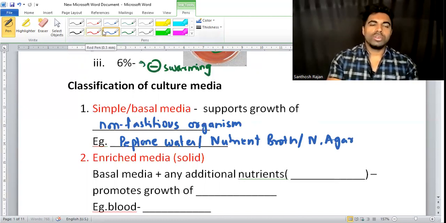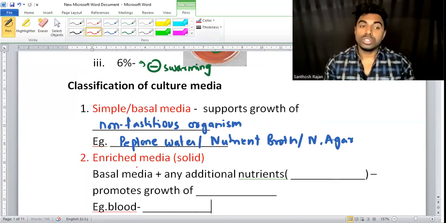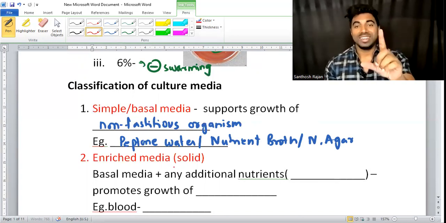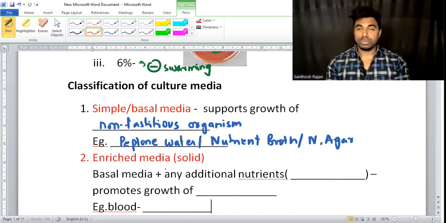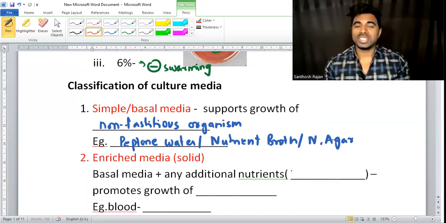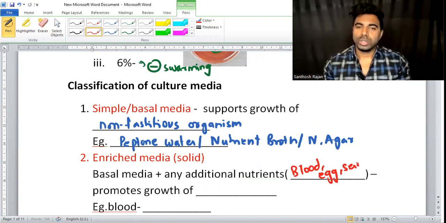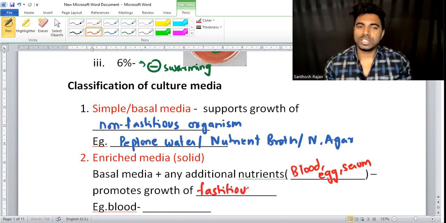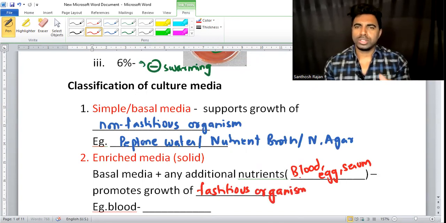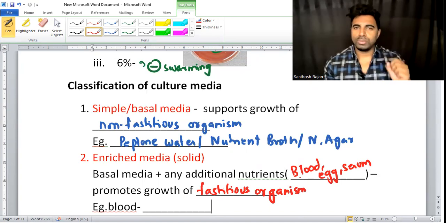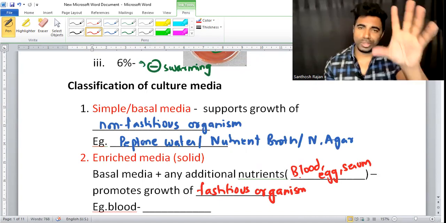Okay. Now, what about the enrichment media? Enriched media and enrichment media: enriched media is solid, enrichment media is liquid. To make enriched media, you add something to the basal media, some special nutrients. A nutrient can be blood, or egg, or serum. So what is the use of enriched media? What grows here? Fastidious, the special organisms, the celebrity organisms, they grow here. Who are the celebrity organisms? Like TB, Corynebacterium diphtheriae, Strep pneumoniae, H. influenzae. These are celebrities. They need special media to grow.